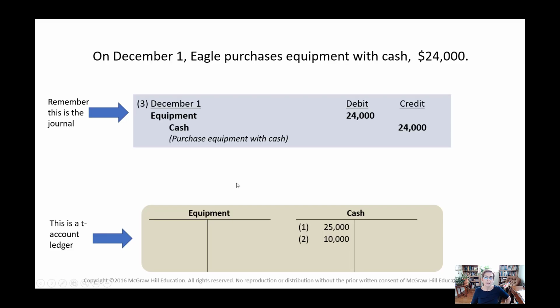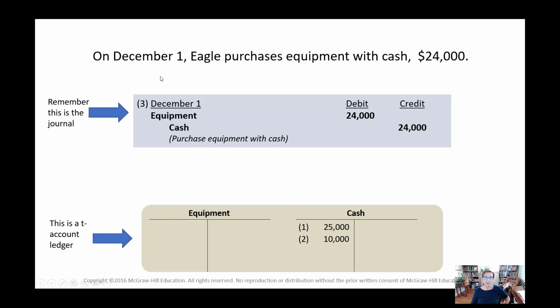Okay. All right, so let's see what the posting process looks like. So here is our T account ledger. Here are a couple of accounts. We have equipment, which doesn't have anything in it yet, and we have a cash T account, and it looks like we had 2 transactions that increased cash. This one is the one where they issued stock, right? So they issued stock and cash went up, and that was posted into our cash account. And then we had another transaction where we increased our cash by $10,000.